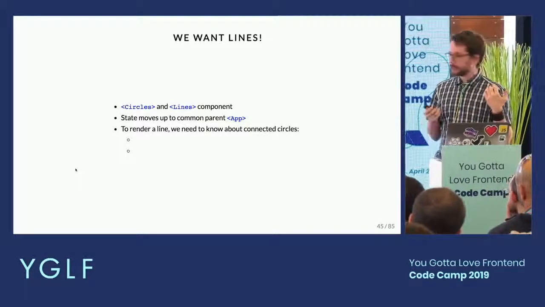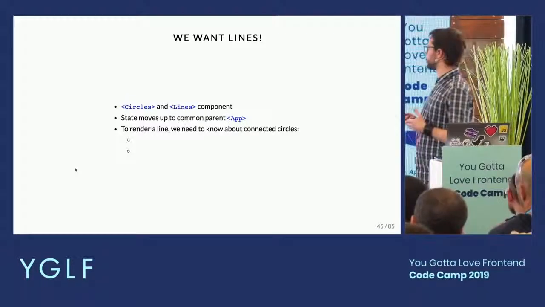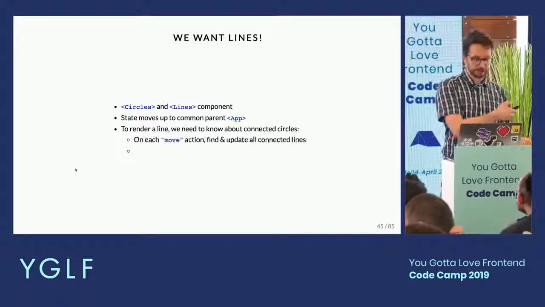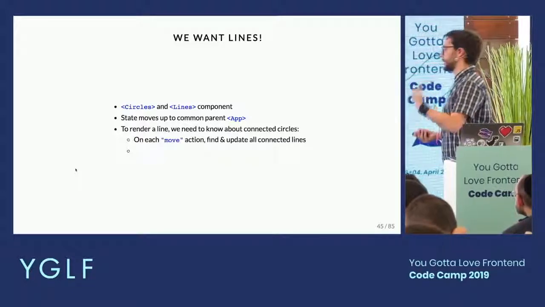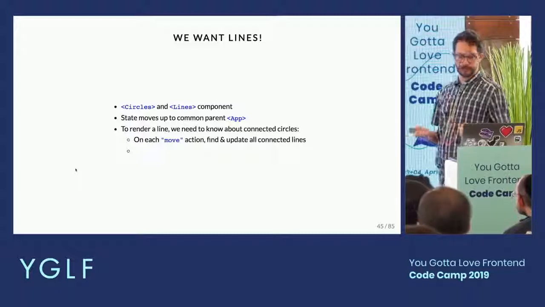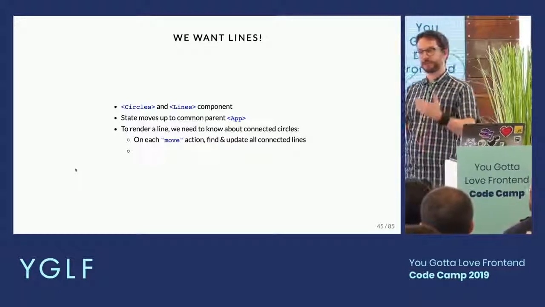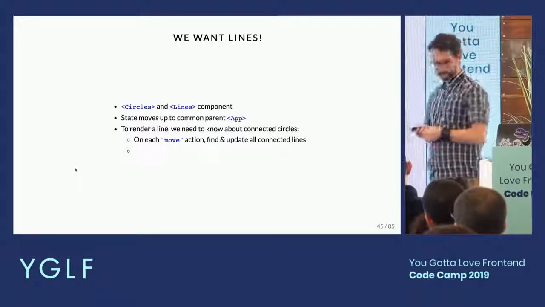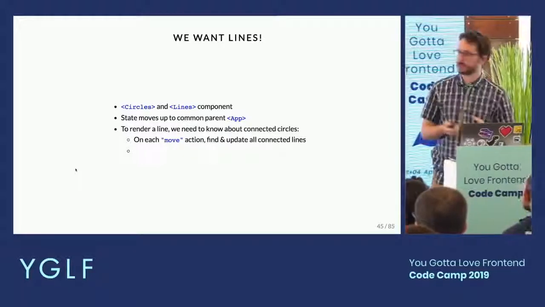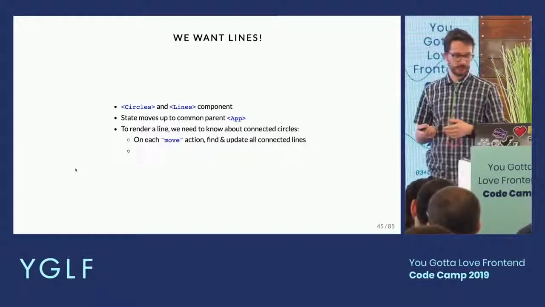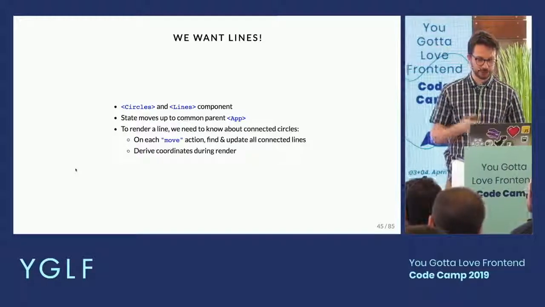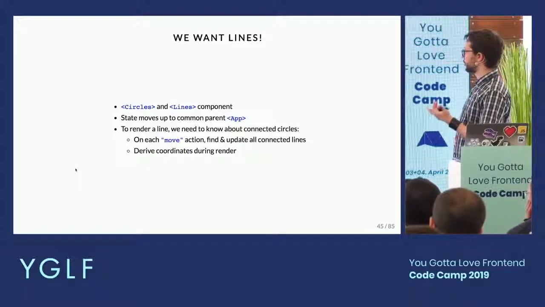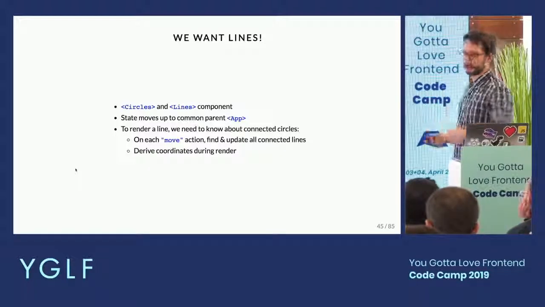So to fix that, we can take two different approaches. To render a line, we need to know the coordinates of the circles. What we could do is, every time a move action is fired, go through the state and copy those coordinates to the relevant lines. I think that's a bad idea because that introduces a lot of redundant data and expensive actions. So let's do it differently. Let's derive those coordinates during render.